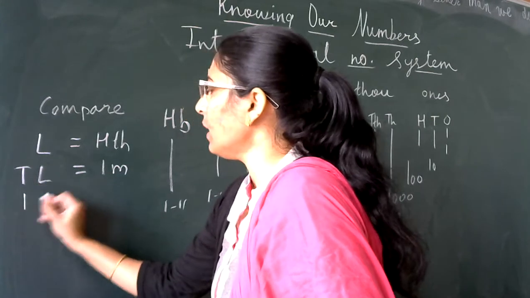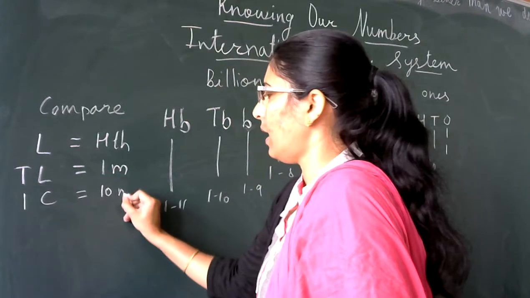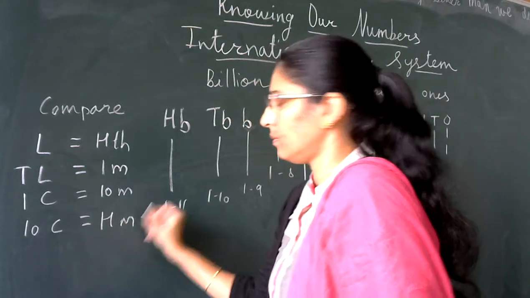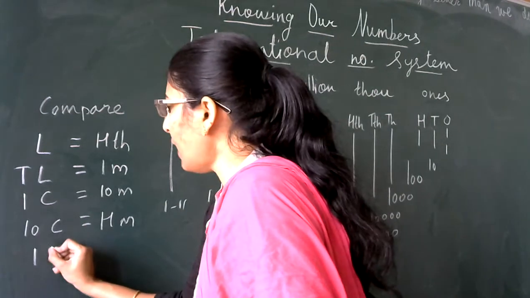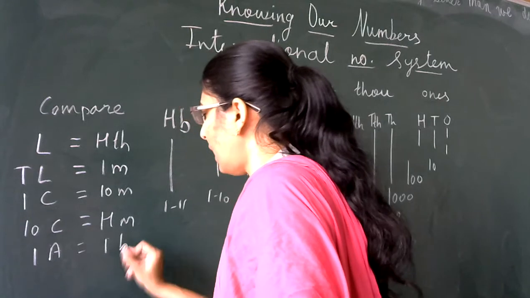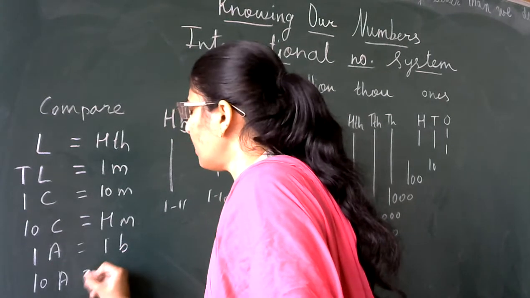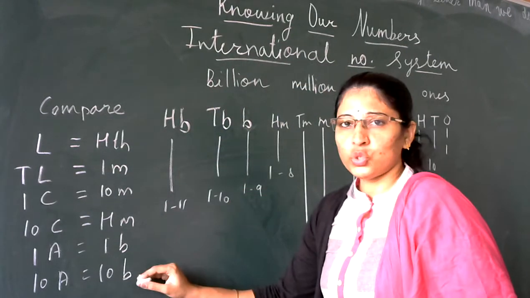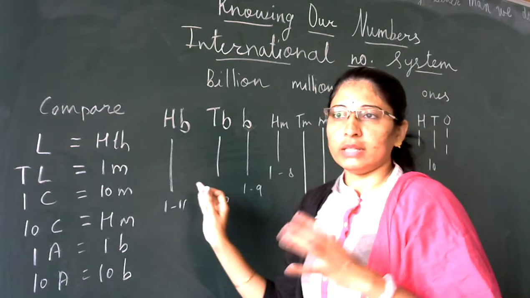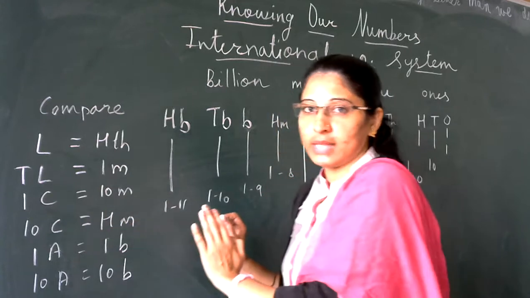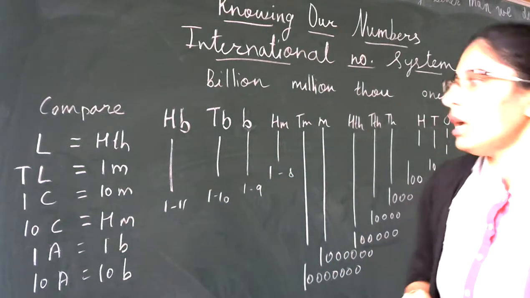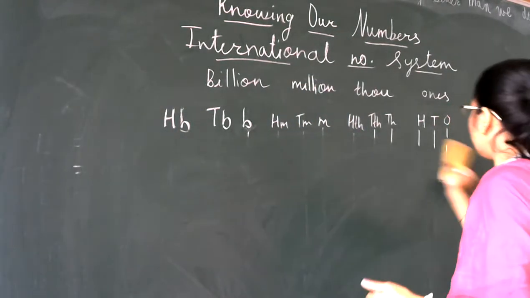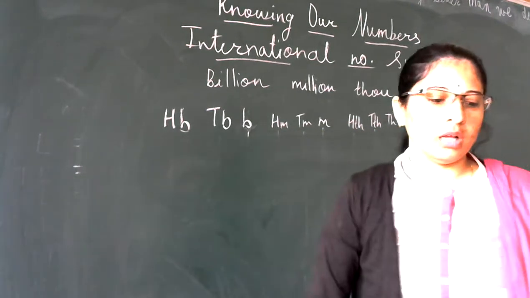Then 1 crore is equal to 10 million. Then 10 crore is equal to 100 million. And 1 arab is equal to 1 billion. And 10 arab is equal to 10 billion. Okay, so like this, the Indian and international systems are compared, similarities and comparison between the Indian and international number systems. The face values are the same, the numbers.